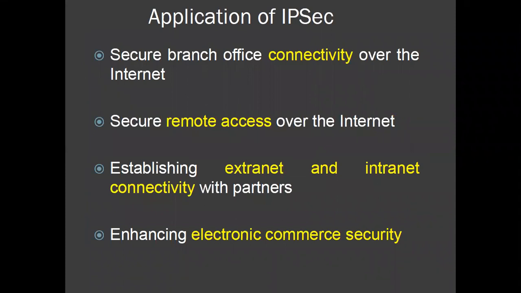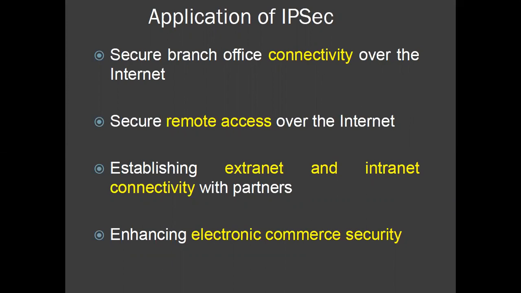Now let us understand where we can use this IP security, or the applications of IPsec. IPsec provides the capability to secure communications across a LAN, across private and public WANs, and across the internet. So where can we use this IPsec protocol? The first application is that it can be used to secure branch office connectivity over the internet.